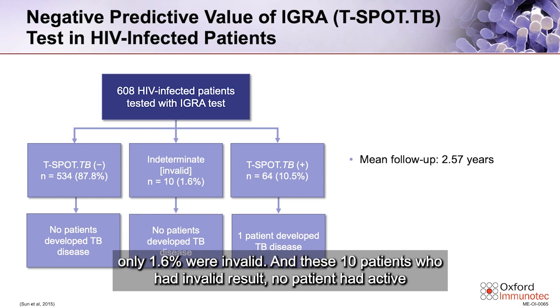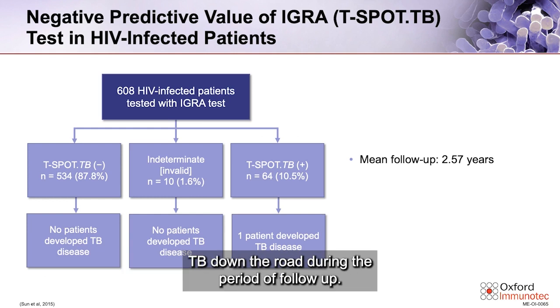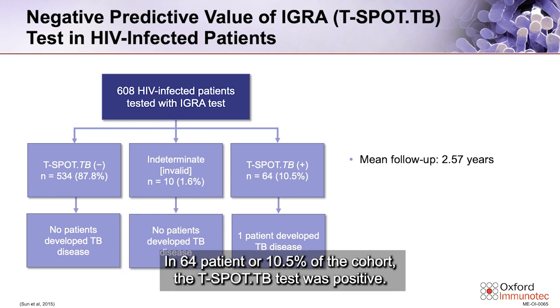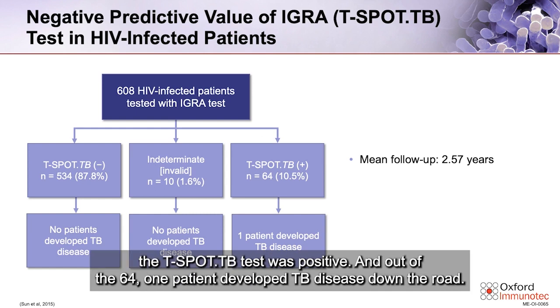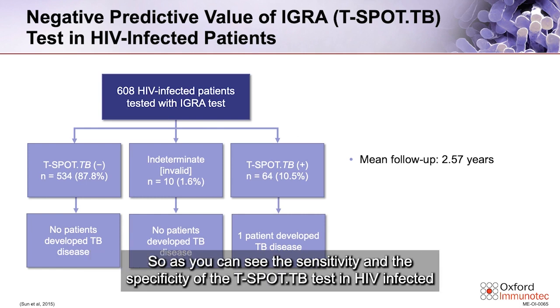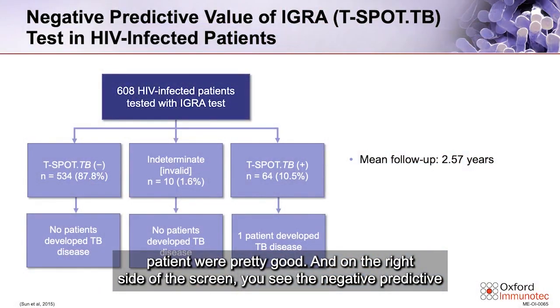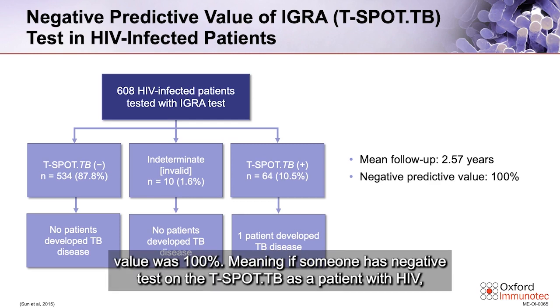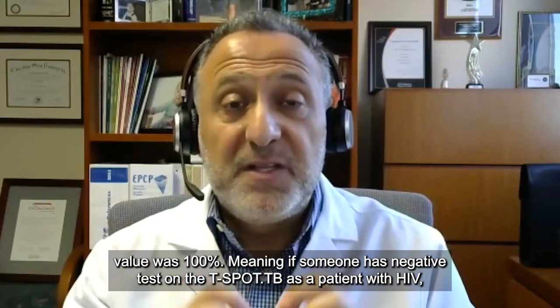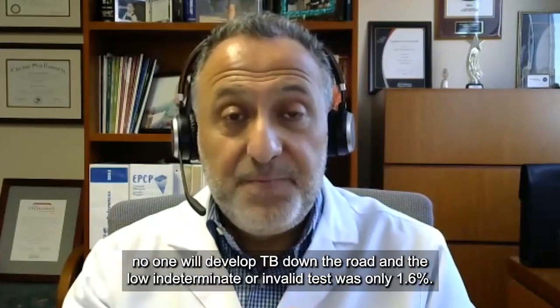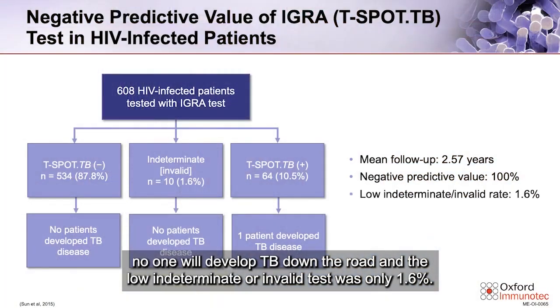1.6% were invalid. And these 10 patients who had invalid result, no patient had active TB down the road during the period of follow-up. In 64 patients, or 10.5% of the cohort, the T-spot TB test was positive, and out of the 64, one patient developed TB disease down the road. So as you can see, the sensitivity and the specificity of the T-spot TB test in HIV-infected patients were pretty good. On the right side of the screen, you see the negative predictive value was 100%, meaning if someone has a negative test on the T-spot TB assay and has HIV, no one will develop TB down the road. And the low indeterminate or invalid test rate was only 1.6%.